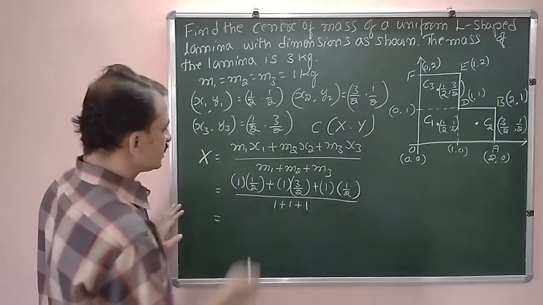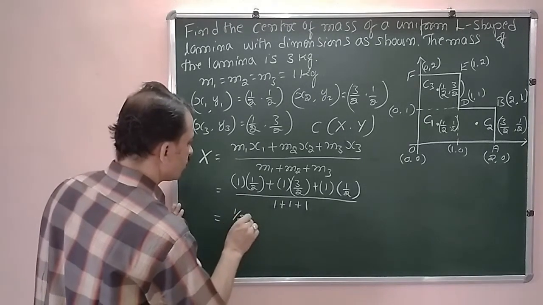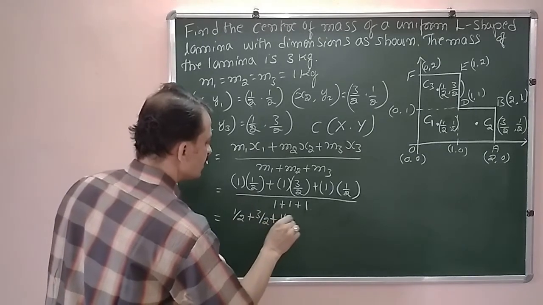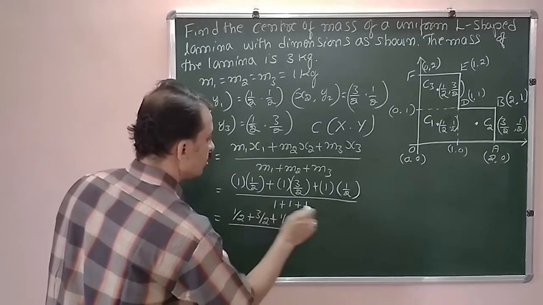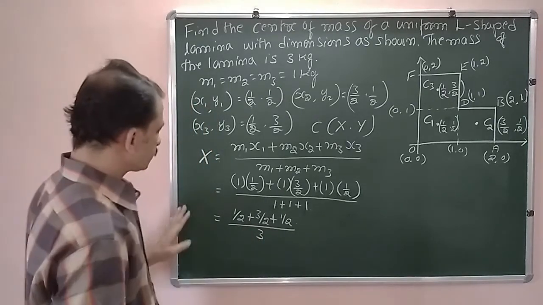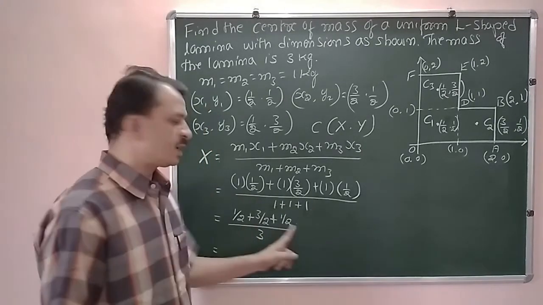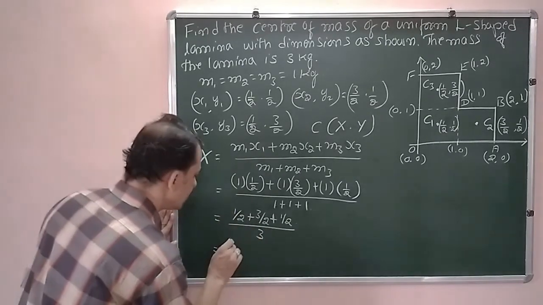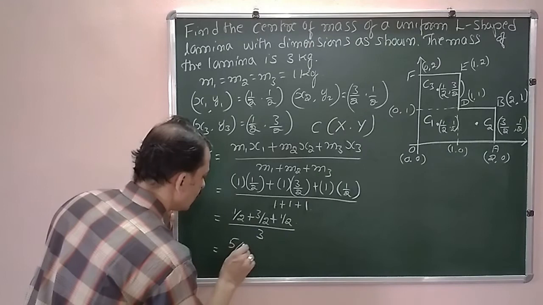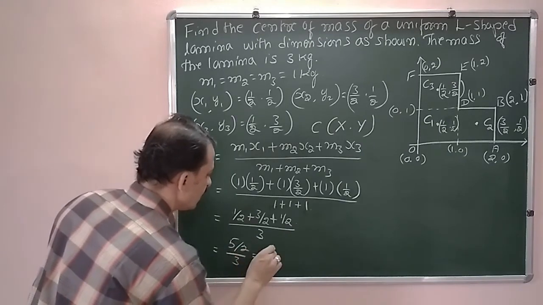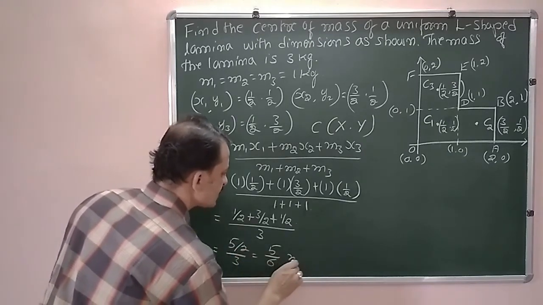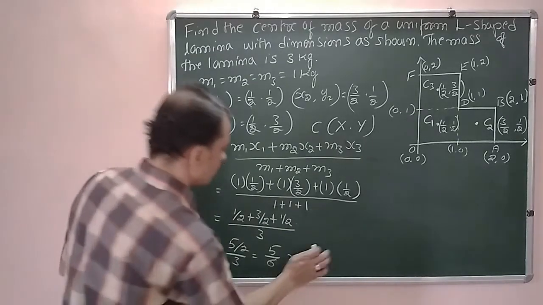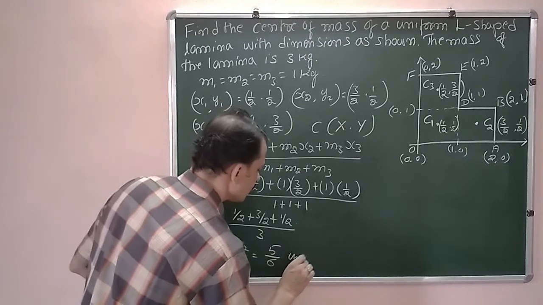Now simplify this. It is half plus 3 by 2 plus half, divided by 3. The denominator is the same, therefore just add them. It is 5 by 2 divided by 3, or it is 5 by 6 meters. Units, 5 by 6 units.